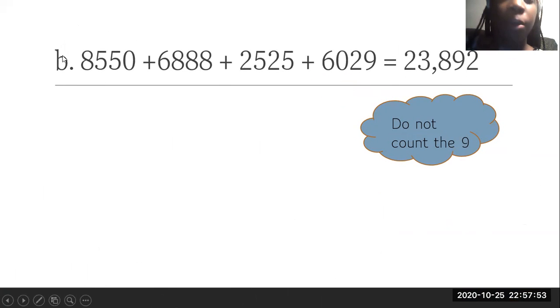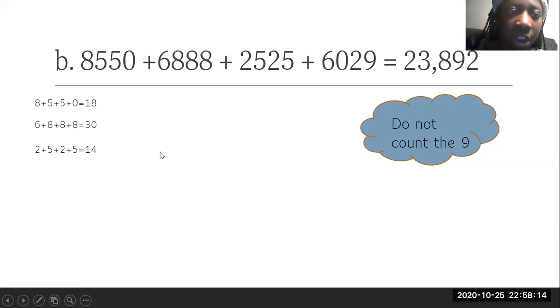Now we have B, which is 8,550, 6,888, 2,525, 6,029. And our given answer is 23,892. So again, we'll add all the digits separately. We'll get 18, 30, 14, and 8. And then the given answer, which is 15.